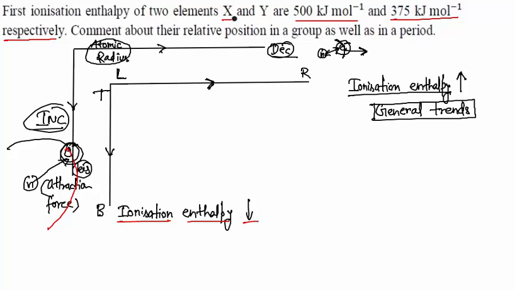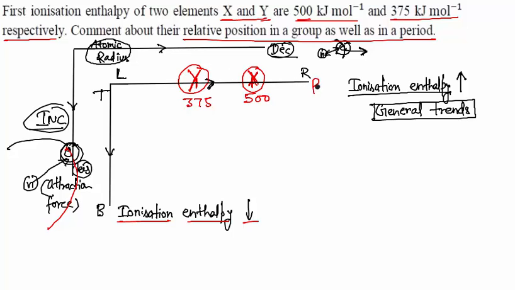Now you see X and Y. Of course 500 is more, so you have to put this 500 here, and you have to put this 375 here. If X and Y belong to the same period, X will come here, because as I said, in a period from left to right, your ionization enthalpy increases. So relative position means, if they both belong to the same period, Y will come first, then X, when you are moving from left to right. This is the relative position in a period.